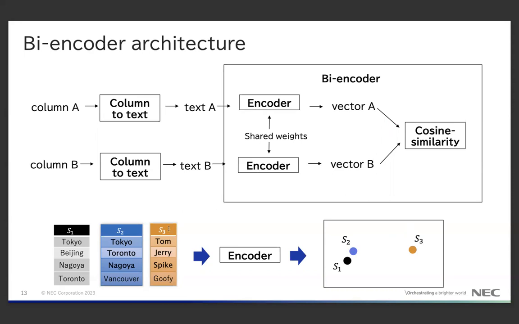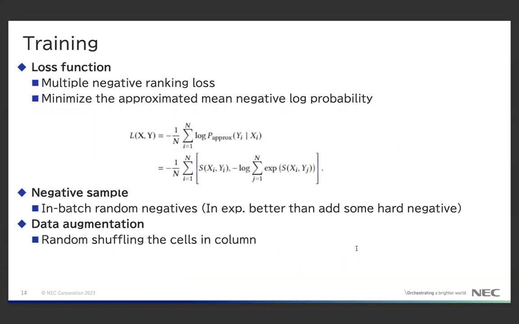Okay. The effect of the trained encoder is that, here are 3 columns, and after embedding the columns into vectors, similar columns will be close in the latent vector space, and different columns will be far away. So then we can search them.